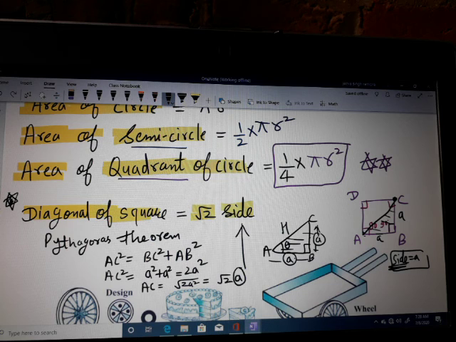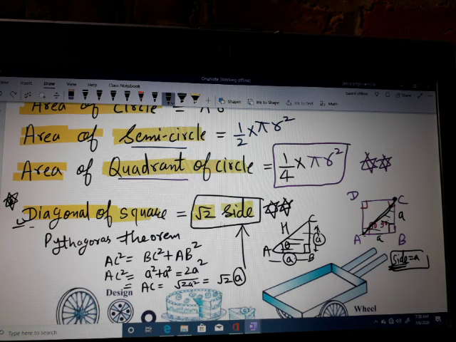That's why this result is very important. The diagonal of a square, AC, is the diagonal. This is the diagonal of this square. So directly you must remember root 2 into the side is the diagonal of a square. I will use this result to solve the calculations.